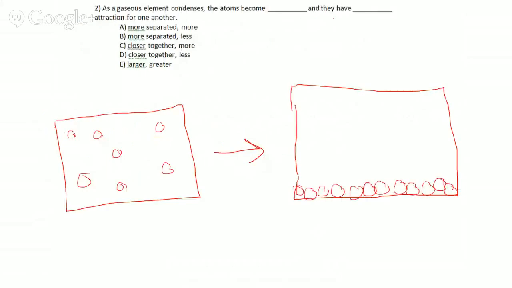All right, 2, it says, as a gaseous element condenses, the atoms become blank and they have blank attraction for one another. It's kind of the opposite of the last question. This is kind of what it looks like to be in the gas phase. They're spread out, moving around randomly, in straight line motion till they hit something. Then as a liquid, they're at the bottom of the container and they're flowing past each other. They're a lot closer together because they have more attraction for each other. So the atoms become closer together and have more attraction for one another.